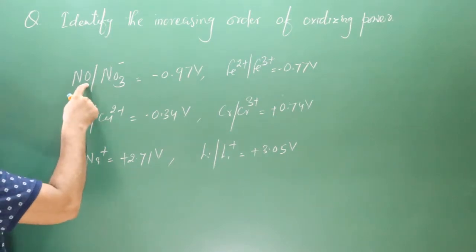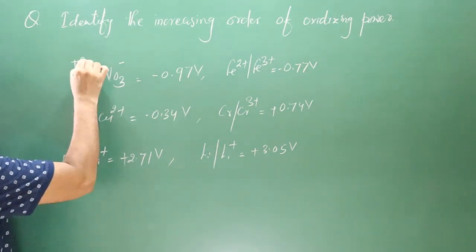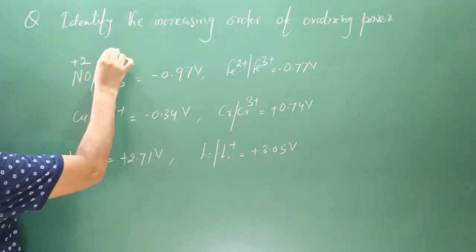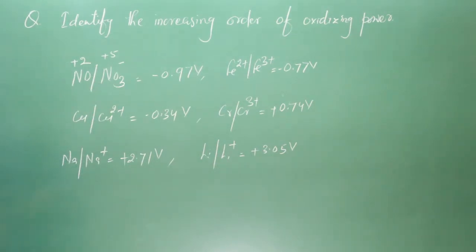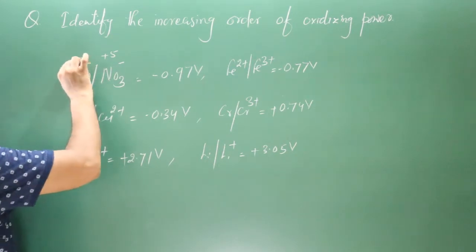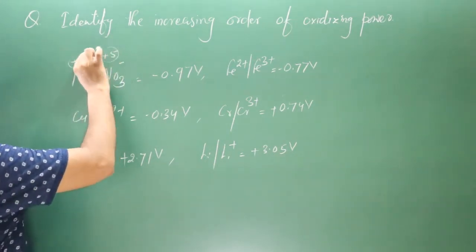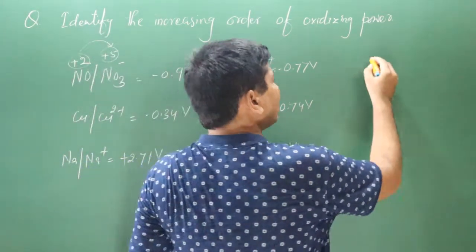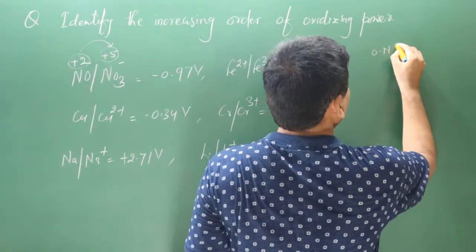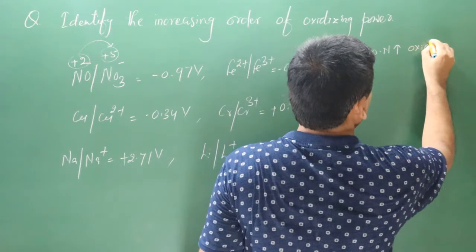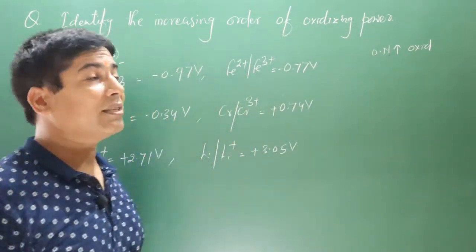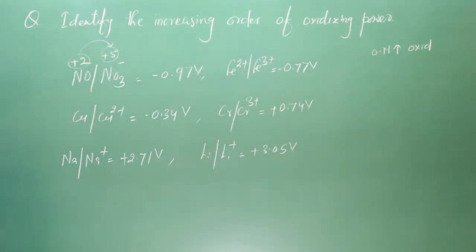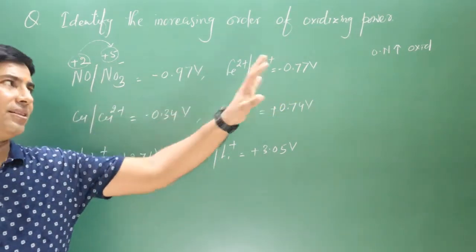You can see this is NO, where nitrogen is +2, and in this case nitrogen is +5. You can calculate the oxidation number by using the oxidation rules. Comparing the oxidation numbers, it is +2 to +5, an increase in oxidation number. We have learned that when oxidation number increases, it is always an oxidation reaction. Increase in oxidation number is always oxidation reaction and decrease in oxidation number is always reduction reaction.